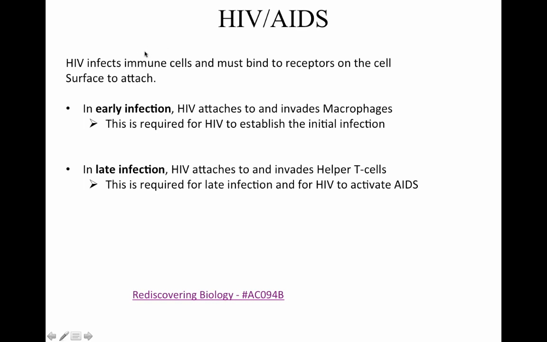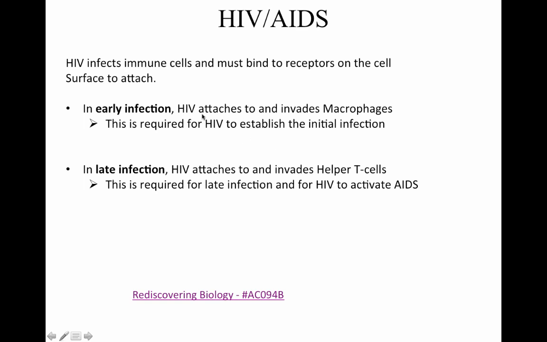So that was one case. We also saw a second case involving receptors, where we found people that were exposed repeatedly to HIV, but somehow never become infected. How is this? Well, let's look at the attachment. In early infection, HIV actually attaches to and invades macrophages. This is required for HIV to enter into and establish the initial asymptomatic phase. This is the dormant phase.